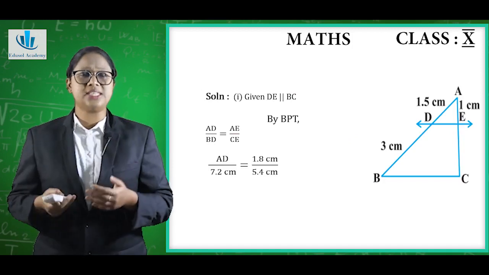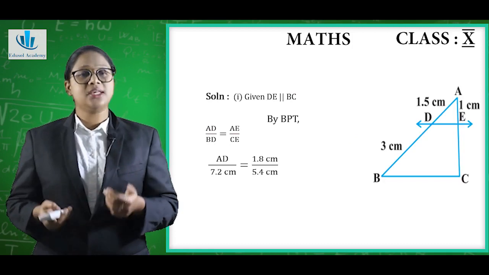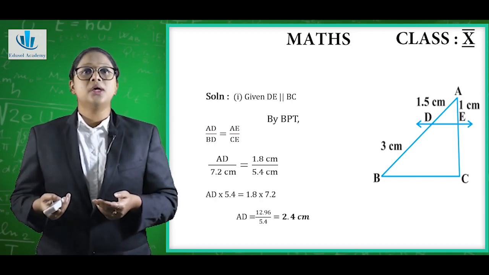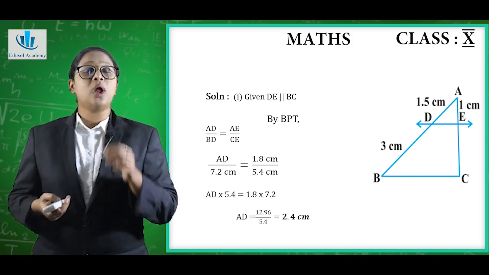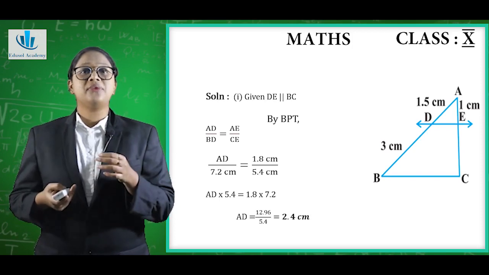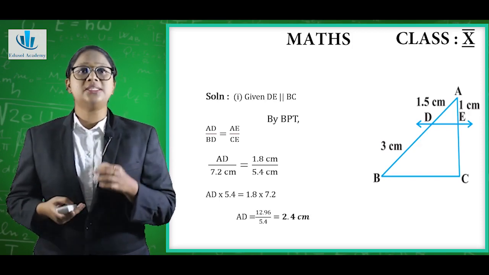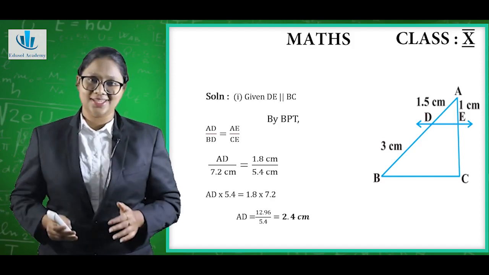Now let's move on to the second part of the same question. We can see a triangle ABC, again the naming is the same, and DE is parallel to BC. Now the values are different. We can see AE is now 1.8 centimeter, EC is now 5.4 centimeter and DB is 7.2 centimeter. We are supposed to find AD.